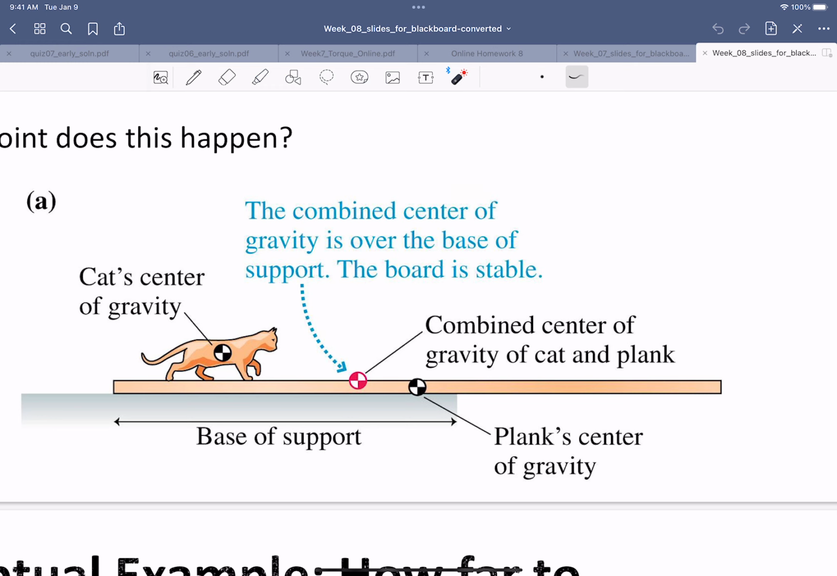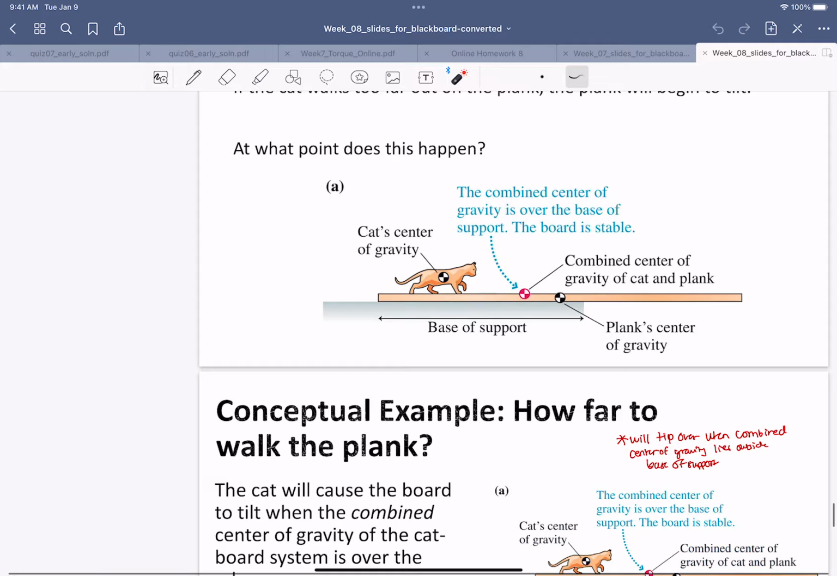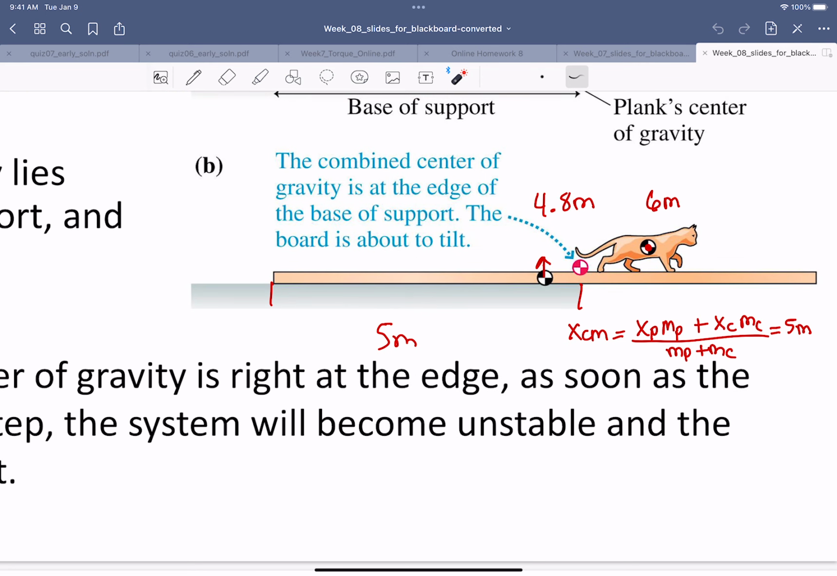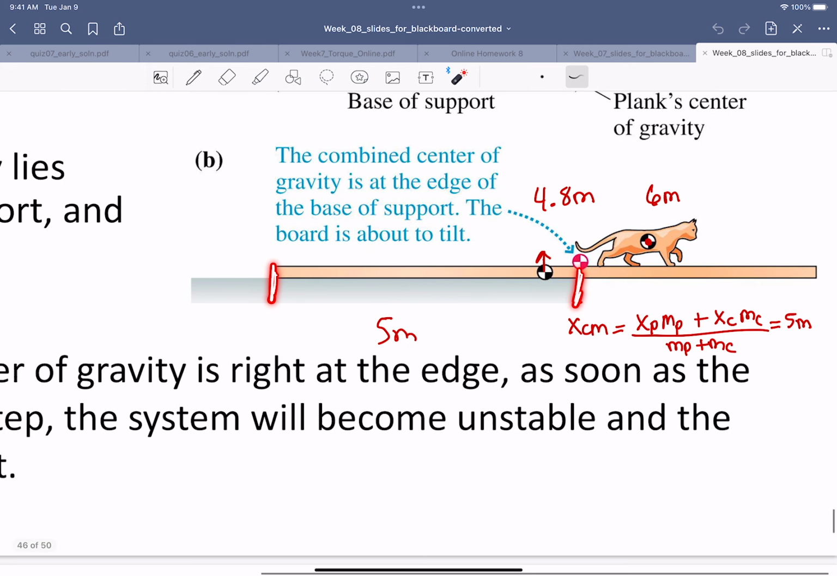So if the cat walks further, the cat moves over here, then the center of mass might shift over this way. If it walks even further, it might shift over here, up until a point where the center of mass of the whole system is right there at the edge of the base of support. And the base of support is literally just here to here. It's the area or the section of the plank that's still in contact with the surface here.